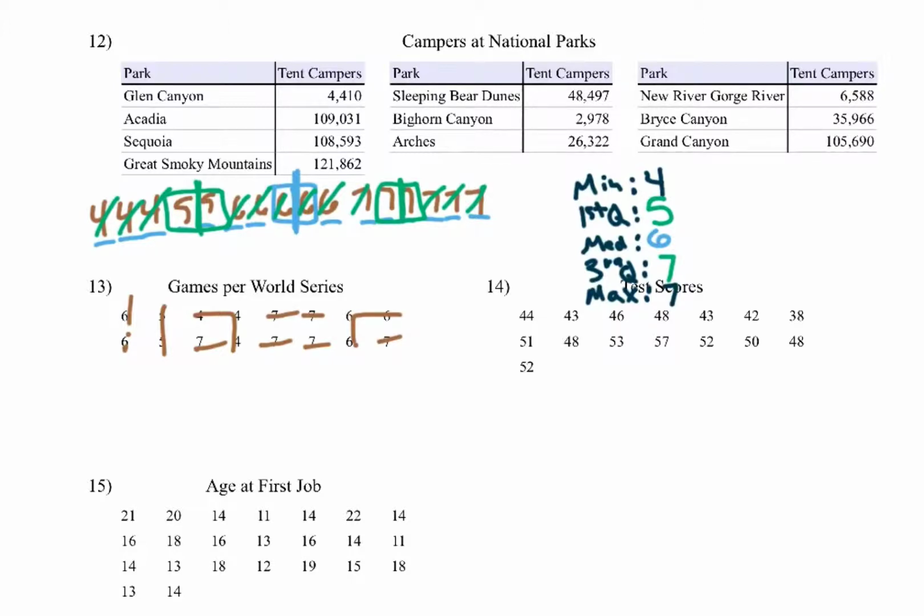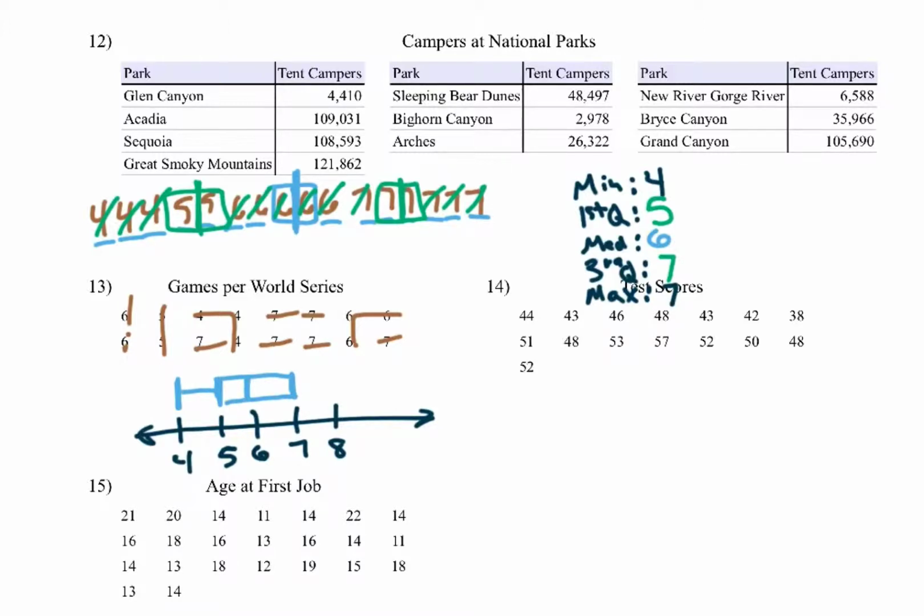Okay, so there we go. So we go from 4, 5, 6, 7, 8. Our minimum is at 4. First quartile at 5, median at 6. Then 7 is our third quartile and our max. So we actually only have one whisker off to the left.